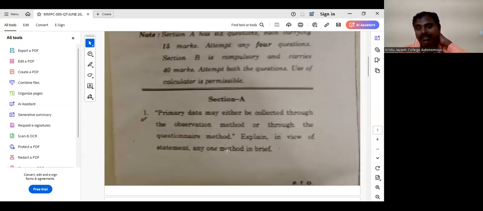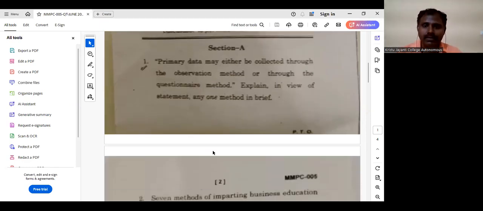The first question: the primary data may either be collected through the observation method or through the questionnaire method. Explain in view of the statement any one method in brief. So they asked about primary data collection methods. Data collection can be done through various methods, either the observation method or the questionnaire method, and you have to give your views on which method is used. This is one theory question they asked.